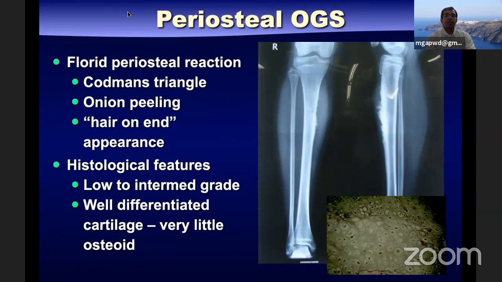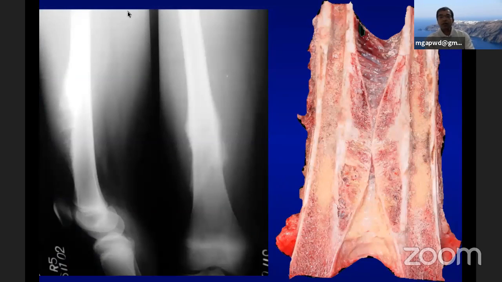There is no consensus as to whether they should get chemotherapy. Most centers around the world don't use chemotherapy for a periosteal osteosarcoma. So it's important to recognize it from the characteristic radiological appearance. And when you do a biopsy, you will find chondroblastic tissue. And that's how you can make a diagnosis.